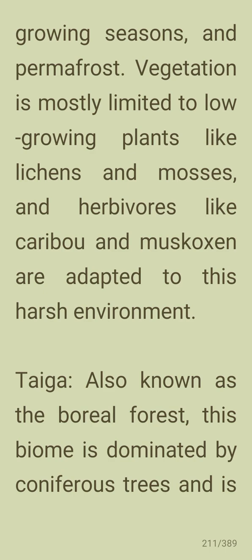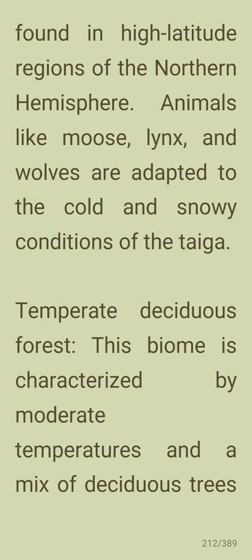And vegetation is most likely limited to low growing plants like lichens and mosses, and herbivores like caribou and musk oxen are adapted to this harsh environment. Next, taiga, also known as the boreal forest, is a biome which is dominated by coniferous trees and is found in high latitude regions of the northern hemisphere. Animals like moose, lynx, and wolves are adapted to these cold and snowy conditions of the taiga.